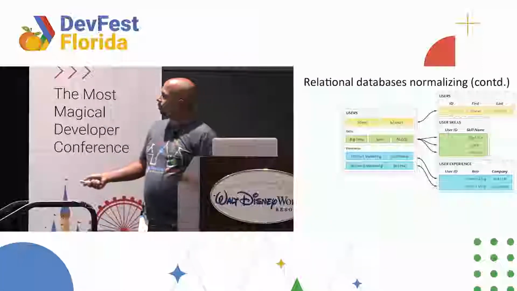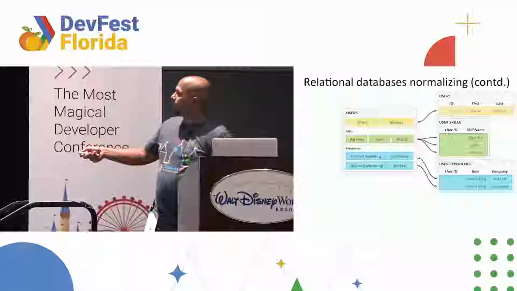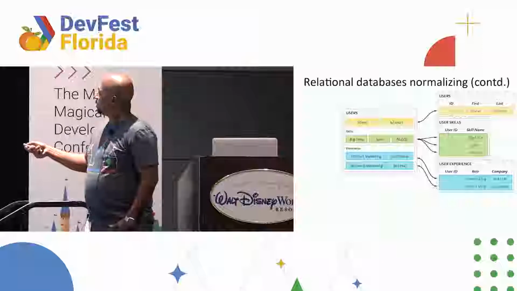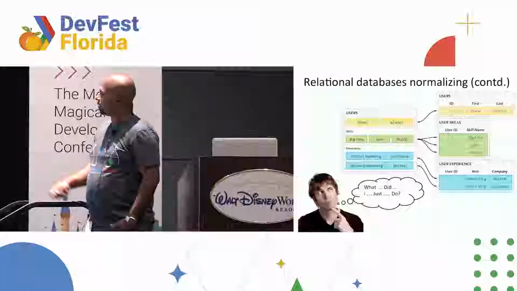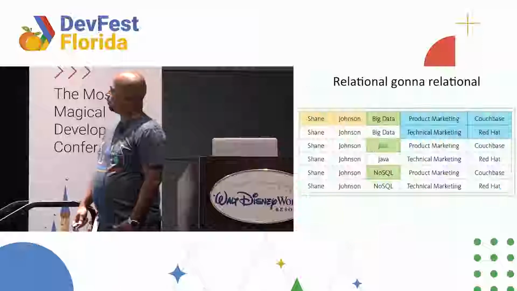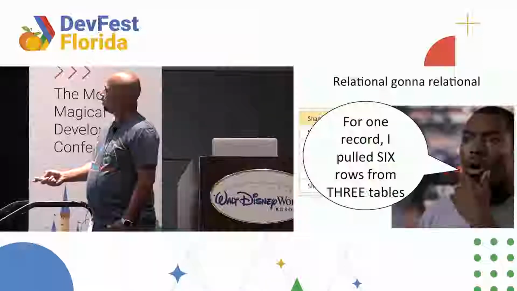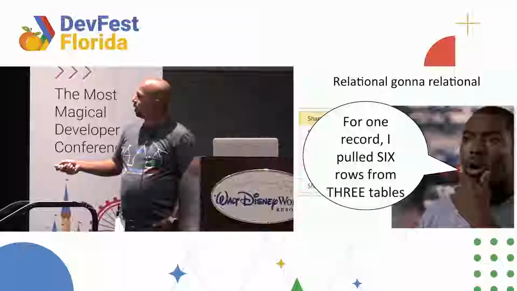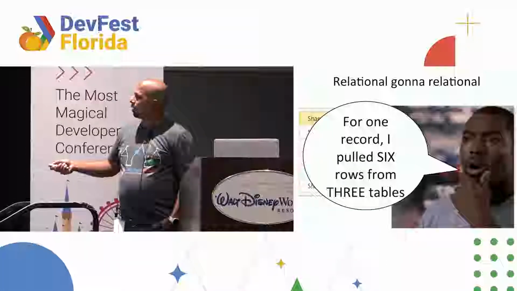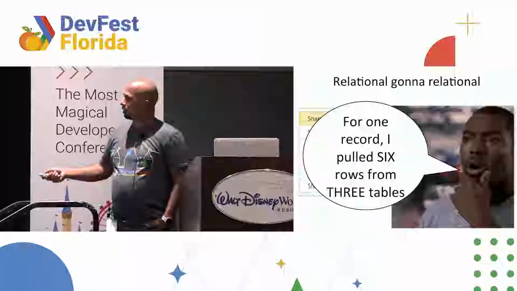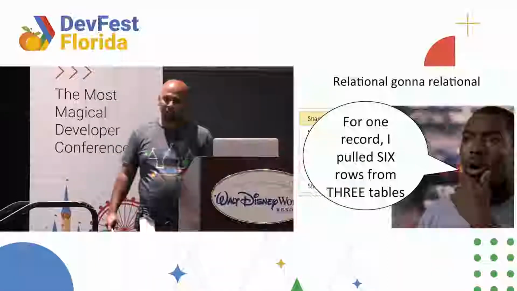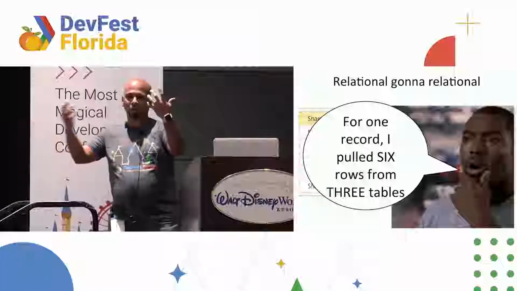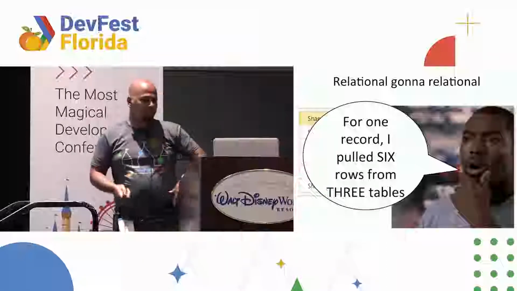So what does this mean? We took a simple raw data record that belongs to a single person, and then we said that we're going to split this up into tables, right? So what did I just do? I took one record, and for one record, I need to pull 6 rows from 3 different tables, right? So I have to split it up and store it, and then pull it back in and assemble it.